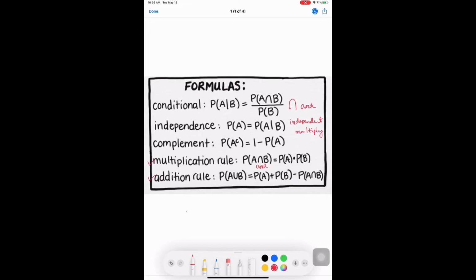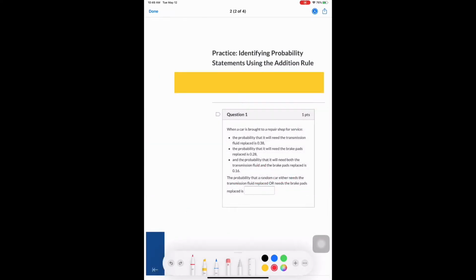For the addition rule, it states that the probability of A or B is equal to the probability of A plus the probability of B minus the probability of A and B. Now let's take a look at question 1.